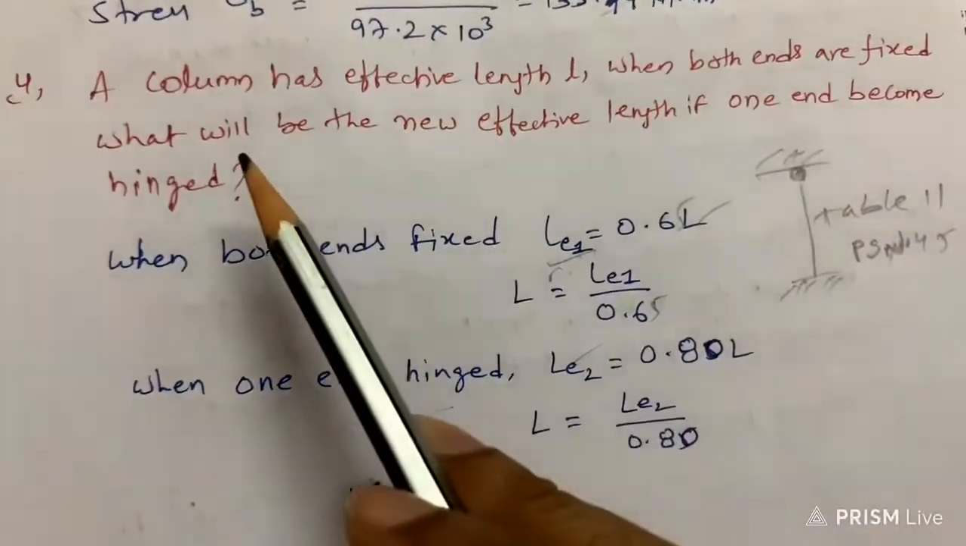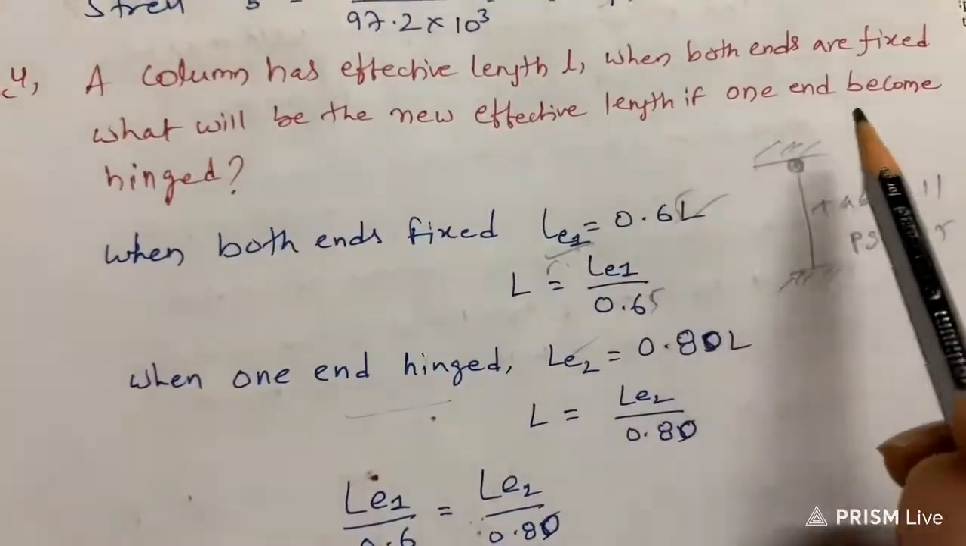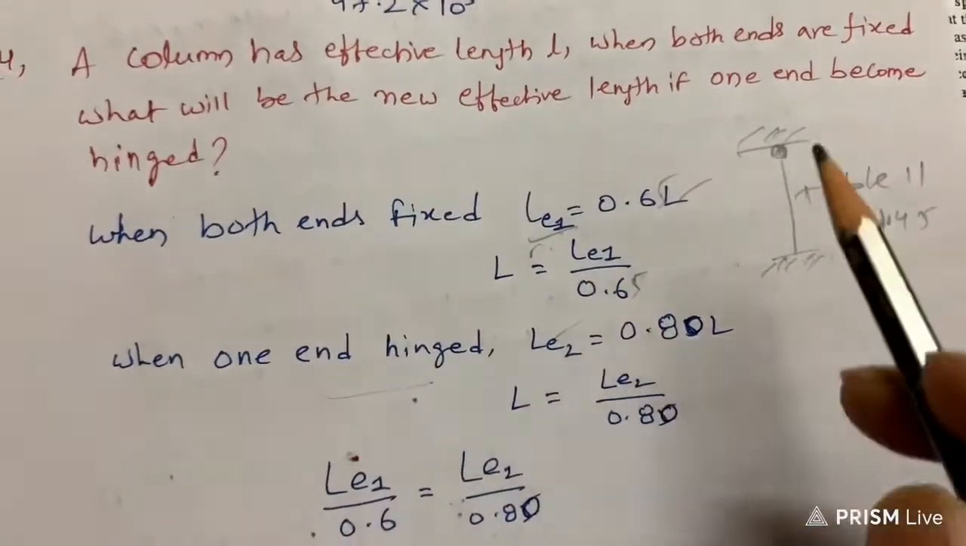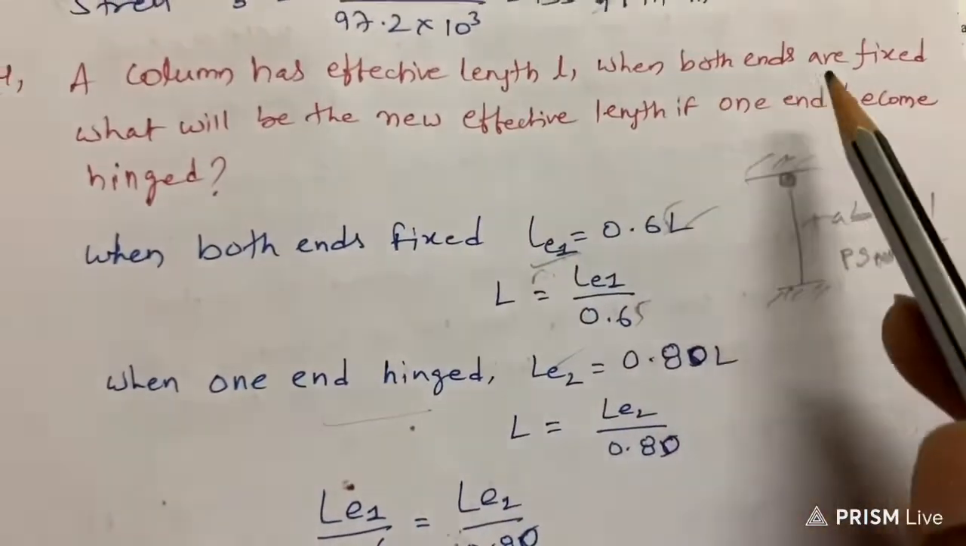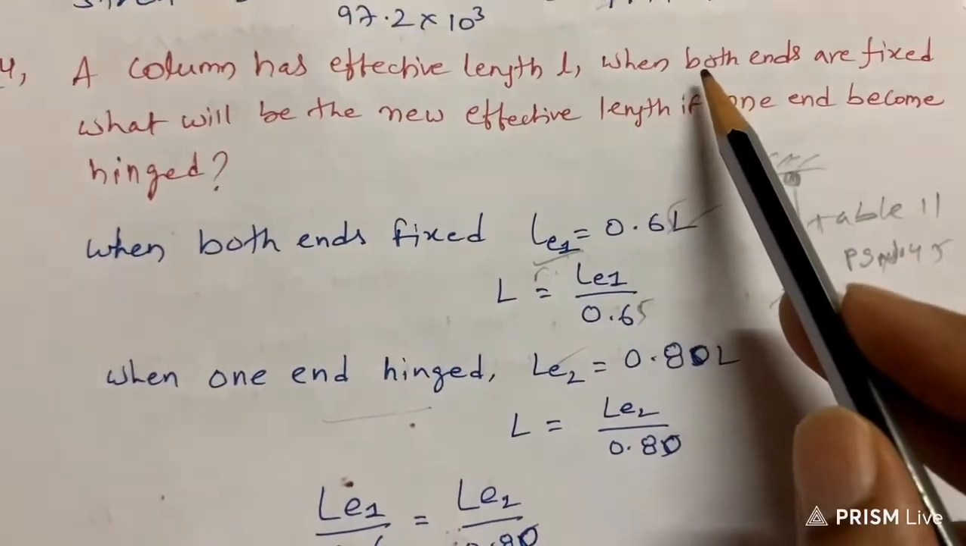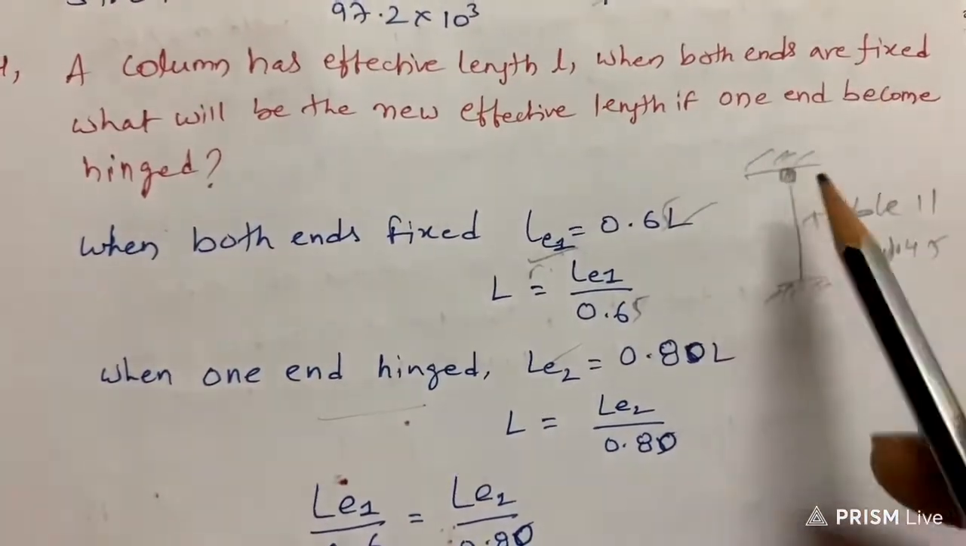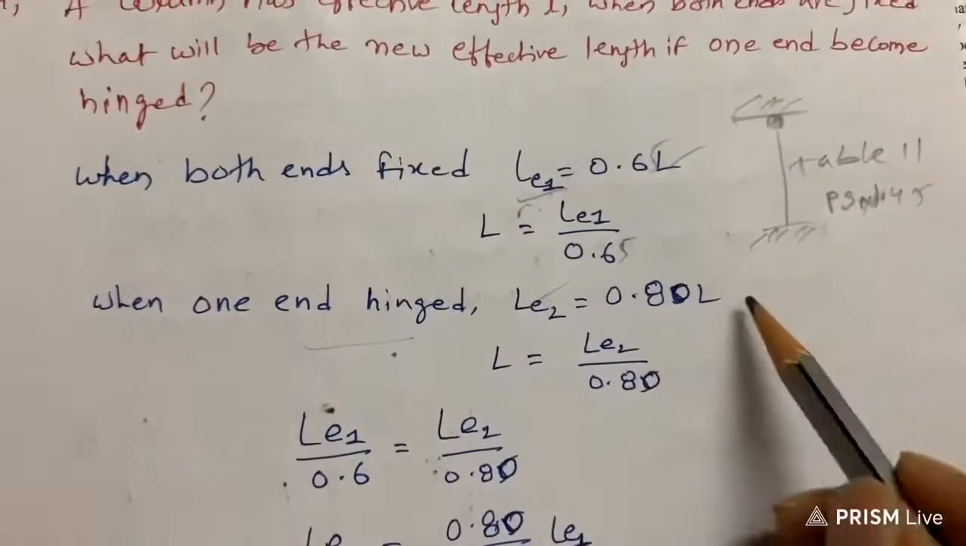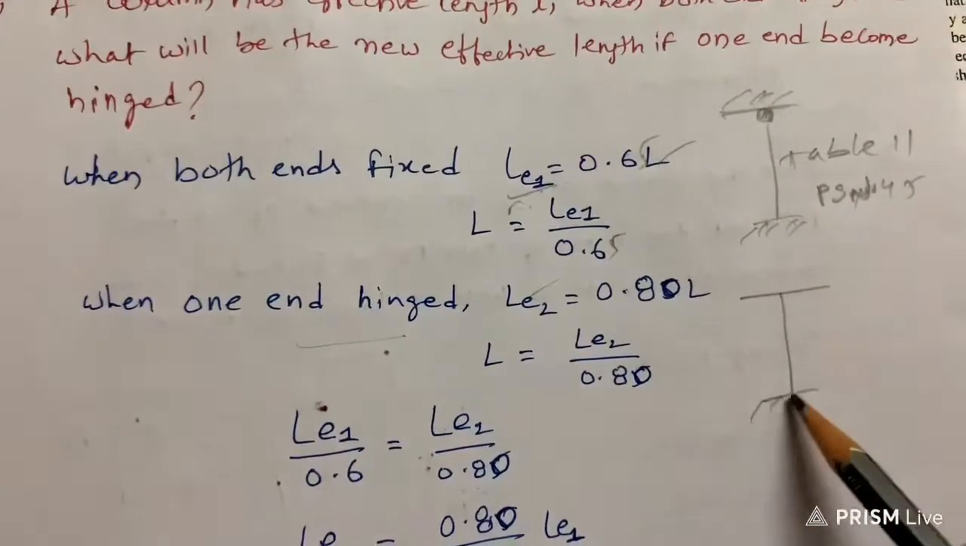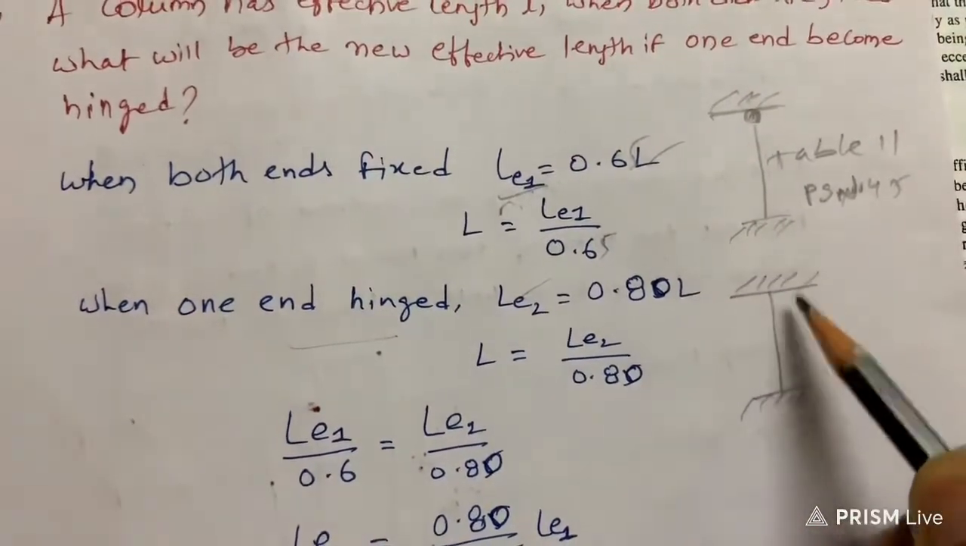The third one: a column has effective length L. When both ends are fixed, what will be the new effective length if one end becomes hinged? So in this problem, two conditions are there. When both ends are fixed, it is like this. The column is fixed at both ends.